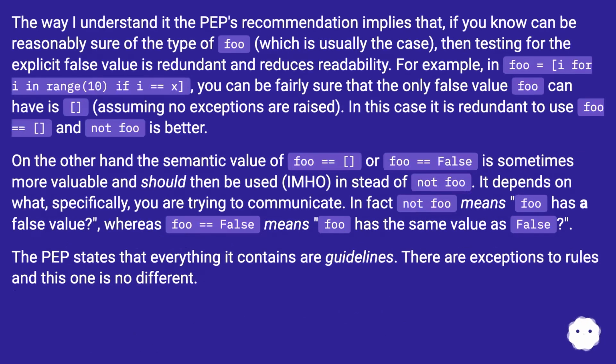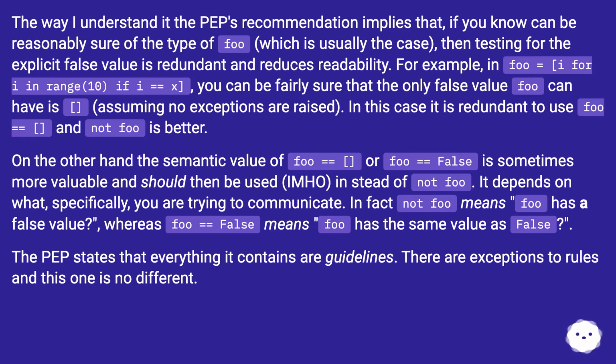The way I understand it, the PEP's recommendation implies that, if you can be reasonably sure of the type of foo, which is usually the case, then testing for the explicit false value is redundant and reduces readability. For example, in foo = [i for i in range(10) if i == x], you can be fairly sure that the only false value foo can have is the empty list, assuming no exceptions are raised. In this case it is redundant to use foo == [], and not foo is better.